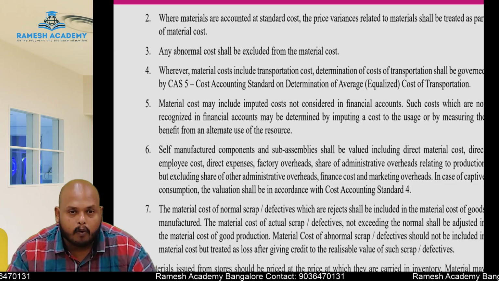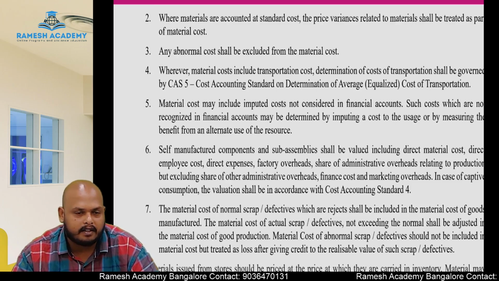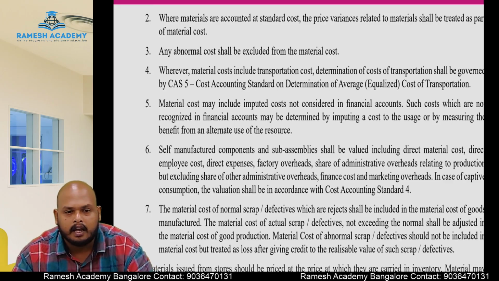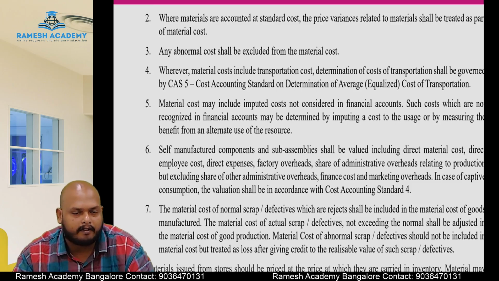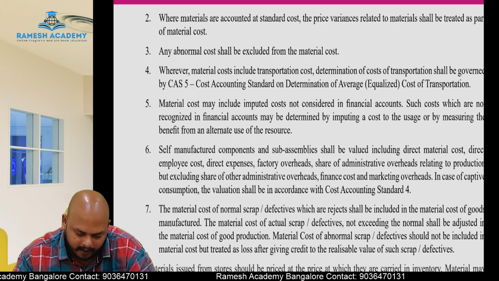When materials are accounted, valuation for issue of materials is not that important, but valuation of receipt of materials is very important. Compulsorily he will frame one question for 5 marks, definitely.